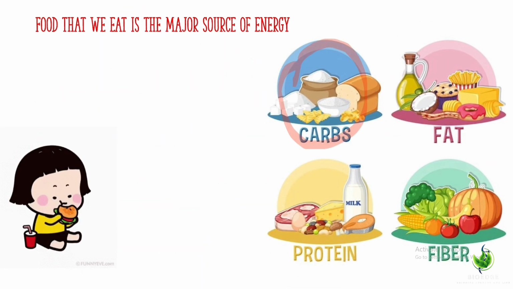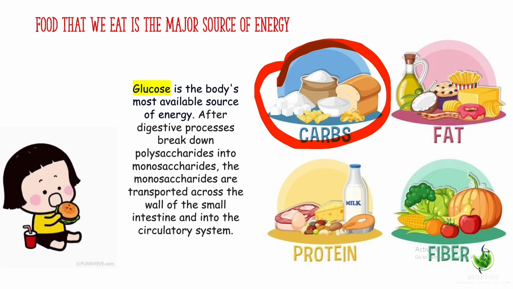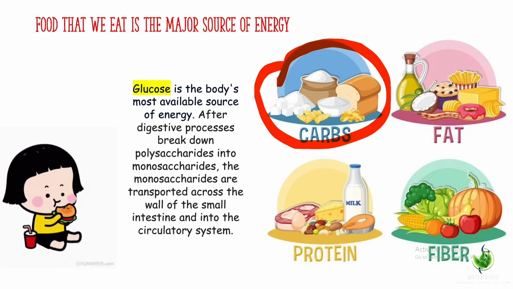The food we eat is the major source of energy. The four main components present in our food are carbohydrates, proteins, fats, and fibers. We derive most of our energy through carbohydrate metabolism.